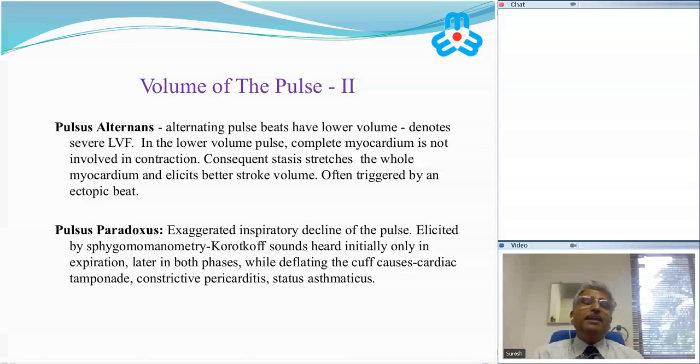So if you have an arterial line pressure on display, you note that the inspiratory pressure is a few millimeters lower than the expiratory systolic pressure. Up to 10 millimeters, we would accept as physiological. If it is more than 10 millimeters, you use the expression pulsus paradoxus. It is best elicited by sphygmomanometry.